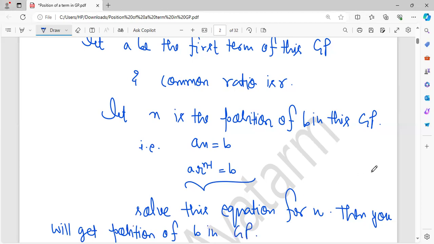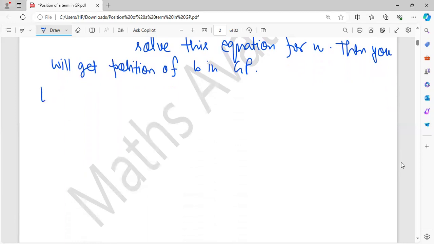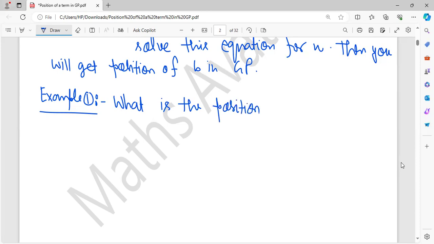So it will be clear by example. Example 1: What is the position of 1024 in the GP 2, 4, 8, 16, and so on?